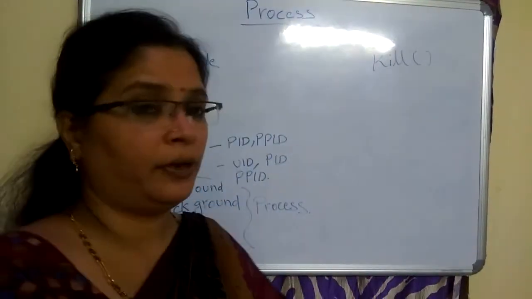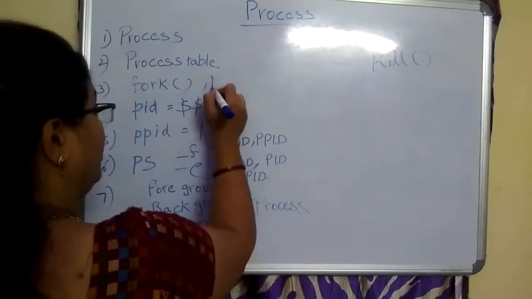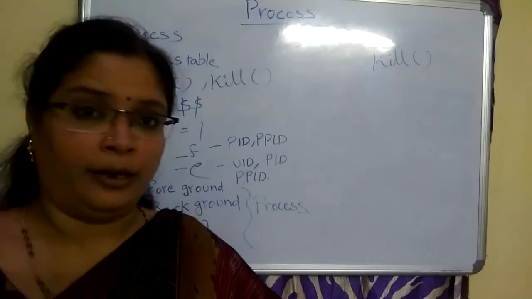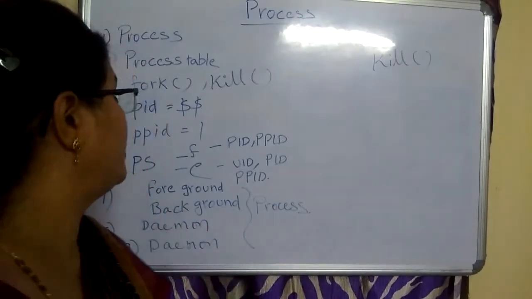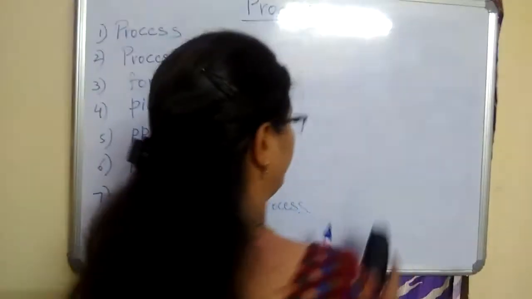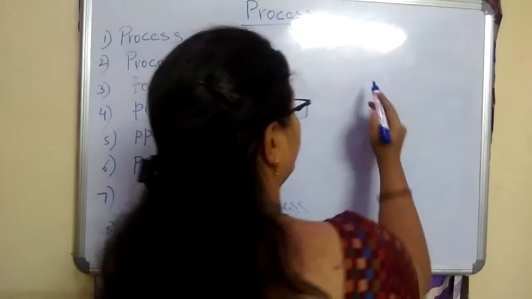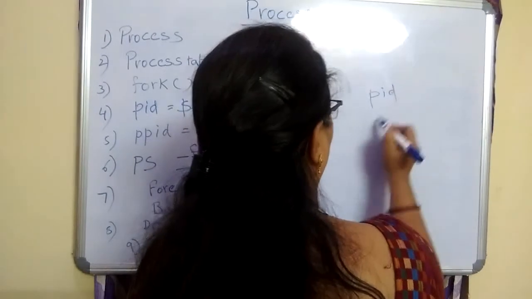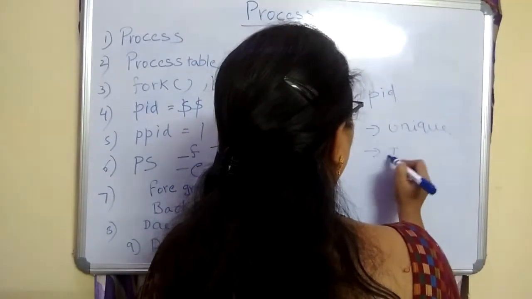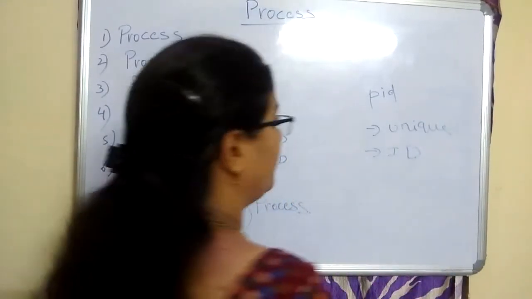Kill is one kind of system call. So here we discussed fork and kill. Next we are going to see process ID. What is the meaning of the process ID? Already we discussed previously, PID is the uniquely generated ID number. It's a unique ID given to each and every process.